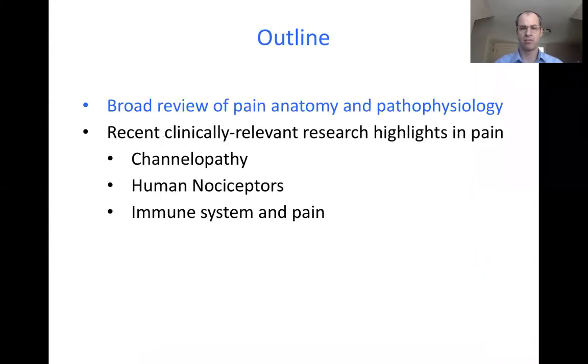So today we have two goals. One is to discuss a broad review of pain anatomy and pathophysiology. And the second is to introduce some recent clinically relevant research highlights in pain. And I'll focus on three topics. One is channelopathy, another is using human nociceptors for disease modeling, and the third is connections between the immune system and pain.